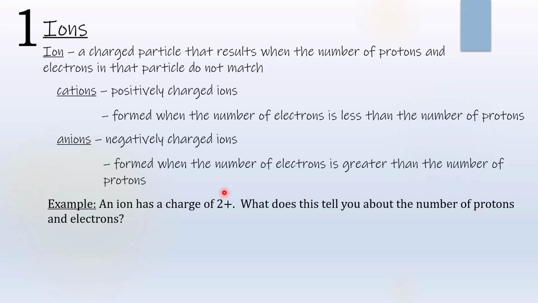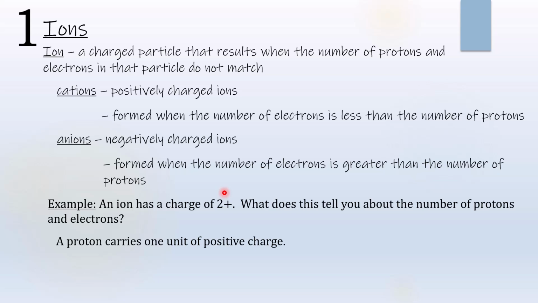Later I'll introduce something called an oxidation number, and oxidation numbers are often written with the plus in front of the number. So when I write 2+, I'm trying to distinguish this from an oxidation number. Sometimes the oxidation number and charge are the exact same thing, but here I'm talking about electrostatic charge. So I'm going to write the number followed by a plus. This would be a cation, positively charged. So what does this tell us about the number of protons and electrons?